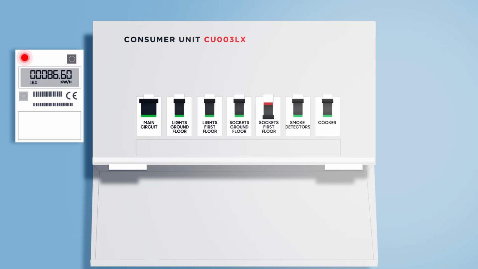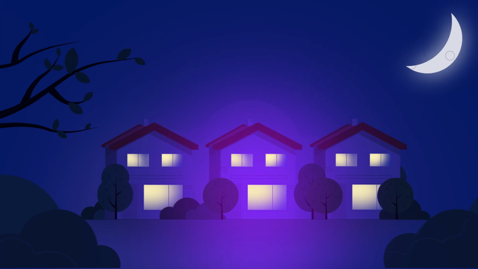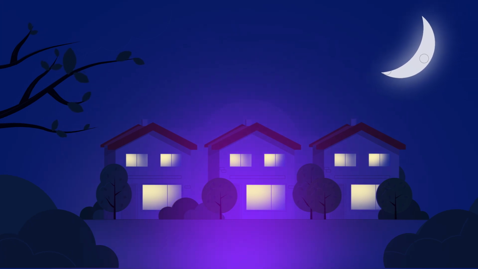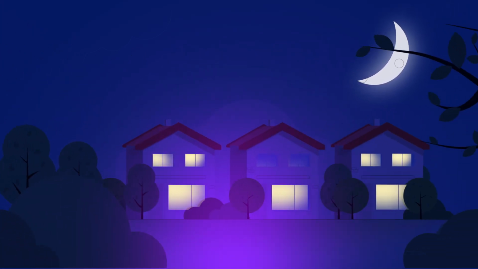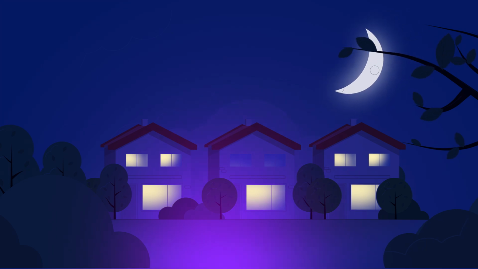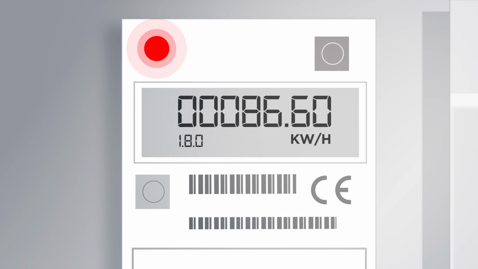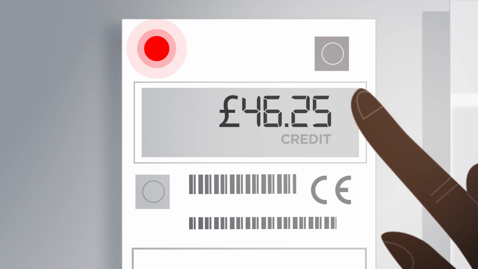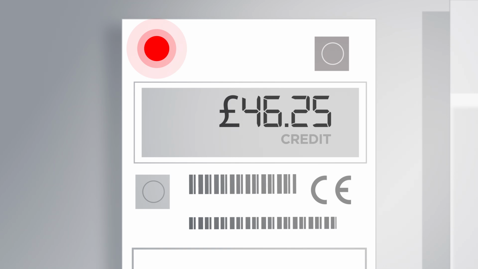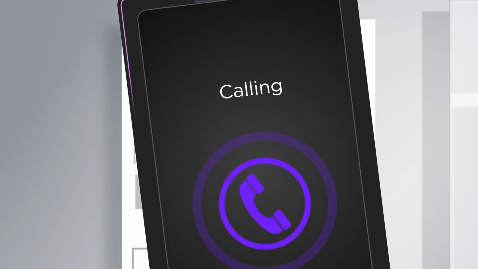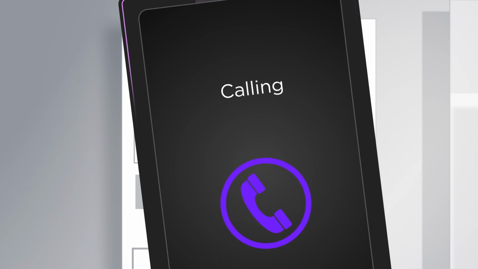Finally, reset the consumer unit by moving all switches into the on position. You should now have power back in your home. If all switches are in the on position and power has not been restored, check whether your electricity meter is still on. If your electricity meter is showing lights and a digital reading, and you have topped up your meter if you're on pay-as-you-go, you are still receiving power, and you will need to contact your electricity supplier.